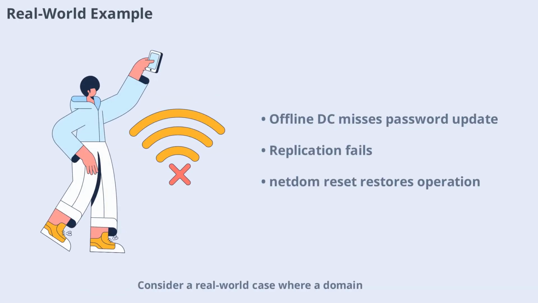Consider a real-world case where a domain controller was offline during a scheduled password rotation. When it came back online, it could no longer authenticate with its partners, and replication failed. Using netdom reset, the administrator was able to re-establish the secure channel and restore normal operations.